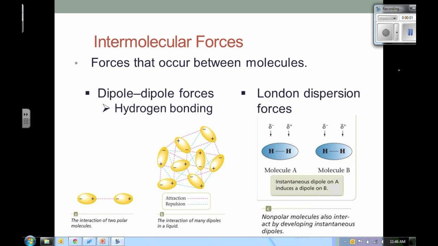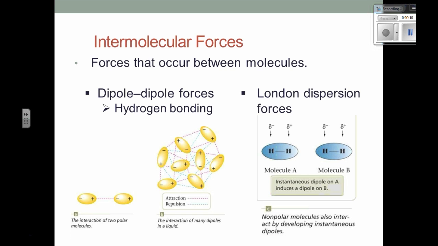So from last time we left off, we talked about a couple forces. Talked about the difference between inter and intramolecular forces. And now we're going to get more into the types of intermolecular forces. So this is a quick sort of diagram. There are two types of intermolecular forces.